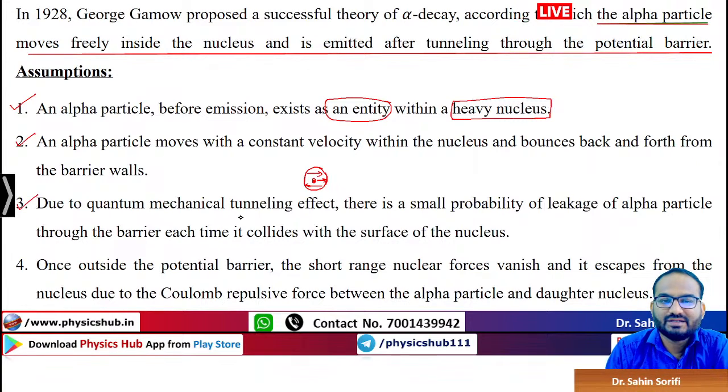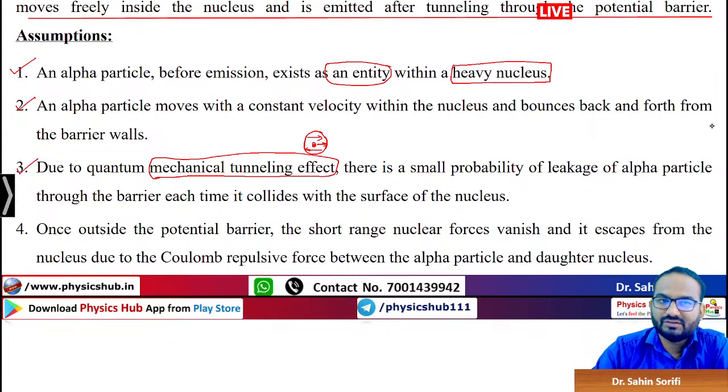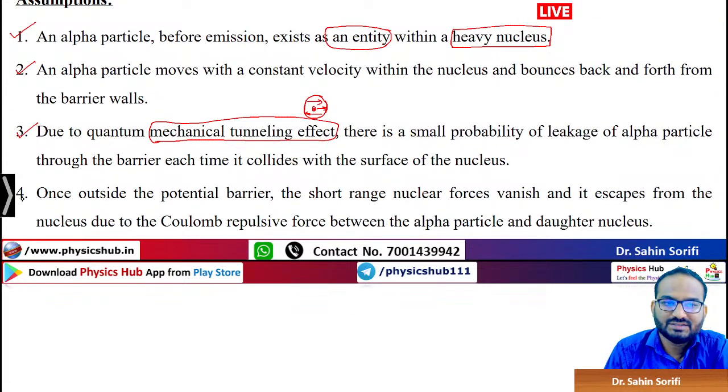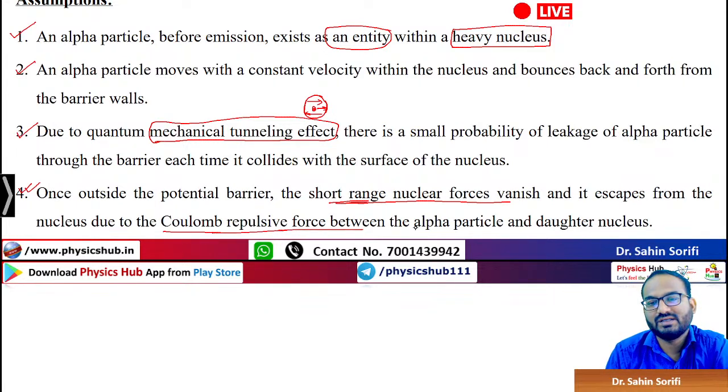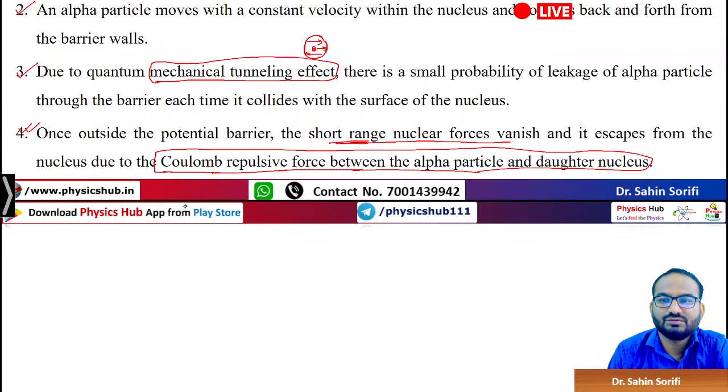Due to the quantum mechanical tunneling effect, which is the most important, there is a small probability of leakage of the alpha particle through the barrier each time it collides with the surface of the nucleus. We'll later see how many times it hits the wall. Once outside the potential barrier, the short range nuclear forces vanish. Nuclear force acts in a very short range, but the Coulomb force extends up to infinity, ideally. So once it is out of the potential barrier, it escapes from the nucleus due to the Coulomb repulsive force between the alpha particle and the daughter nucleus. The nucleus is positively charged because of its protons, and the alpha particle is positive itself, so the Coulomb repulsion helps it move away.